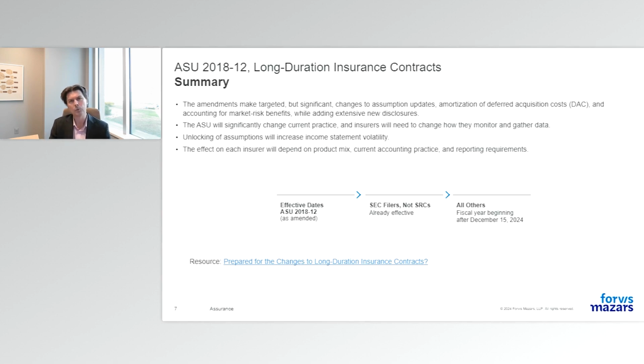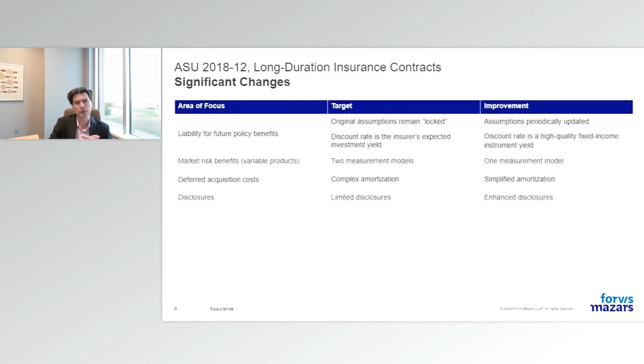So, I want to touch on each of those five in just a little bit more detail. The ASU requires a more current measure of traditional and limited payment insurance contract liabilities. So these now are going to be updated for changes in cash flow assumptions and for discount rates.